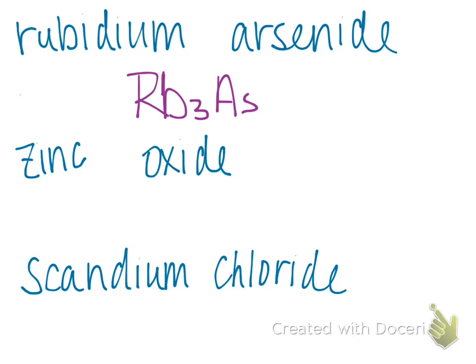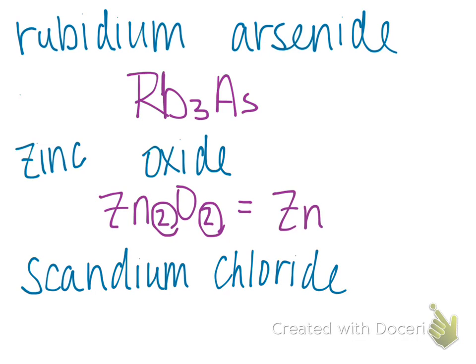Okay, zinc oxide. Grant, what'd you have? Zn2O2. Good. The ratio's right, but what's the thing that needs to be fixed? That's right. We need to go ahead and reduce that down. So your final answer should be ZnO.